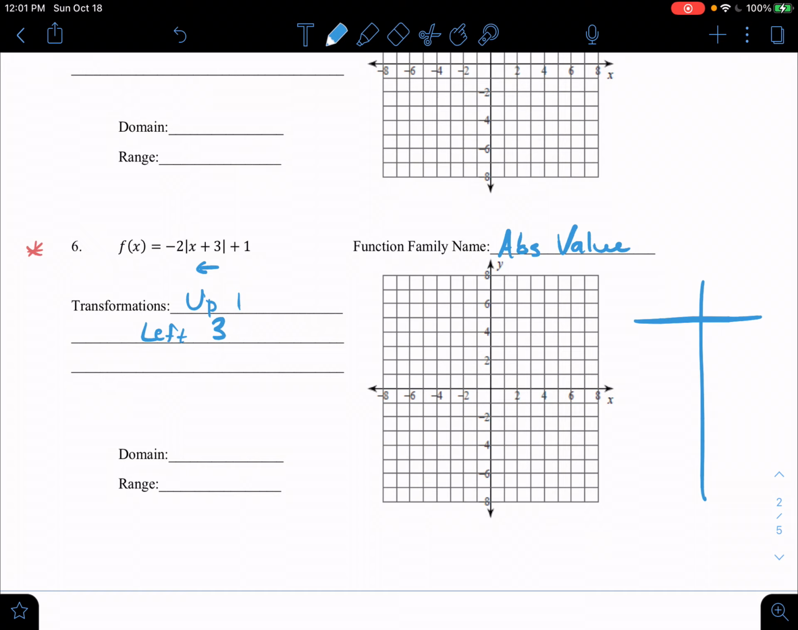Once you figure out where your new locator point is, you should graph it. Up 1, left 3 means our locator point sits right there. From there, make sure you know the points you're going to plug in next. So -3, 1 was our locator point, and we're going to pick 1 to the left and 1 to the right. Actually, -4 would be the point to the left of it, and then -2. In a minute we will plug those in to verify where those points fall exactly.